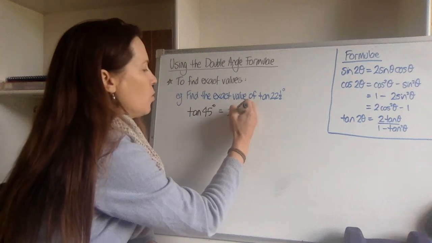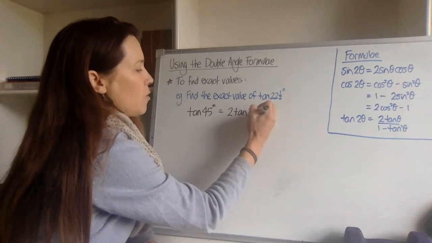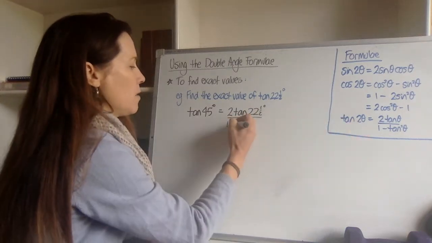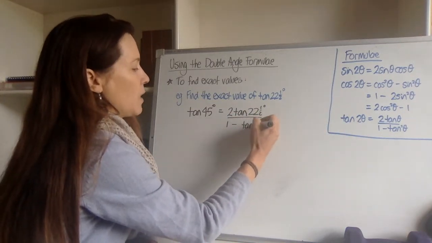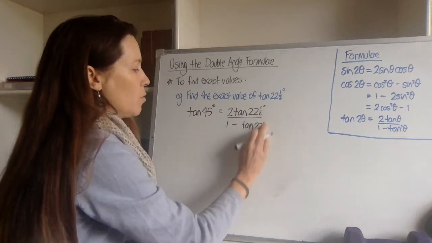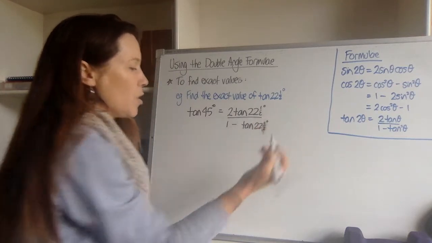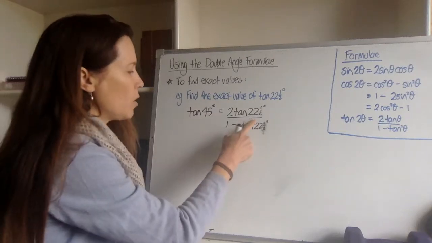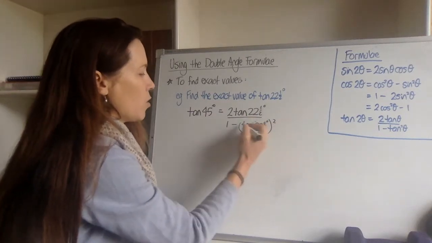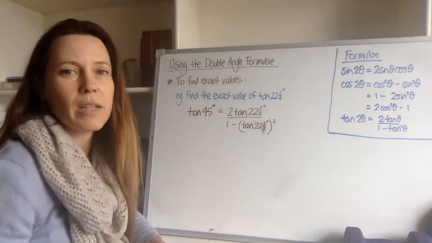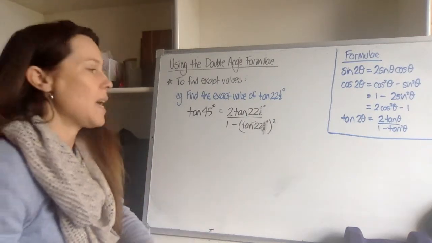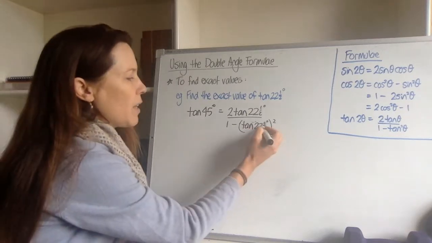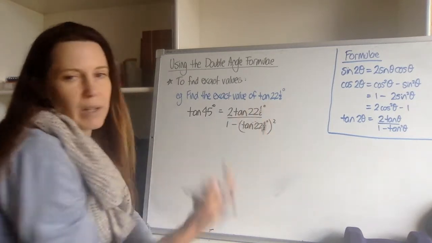We'd say this is 2 multiplied by the tan of 22.5 degrees, and on the bottom we need 1 minus the tan of 22.5 degrees, squared. Now you can write tan squared 22.5 like that, or you can write it like this, squared. Doesn't matter which way you do it as long as you understand what it is you've done and you know how to read both forms and understand what they mean. I'm going to write it like this for now, just so I keep it really straight in my head what's happening.